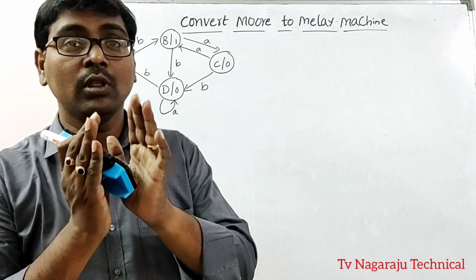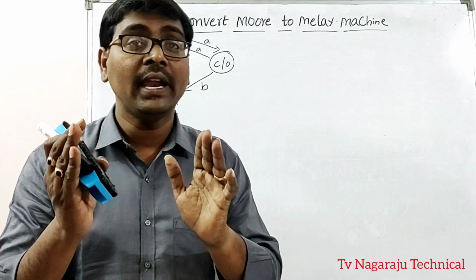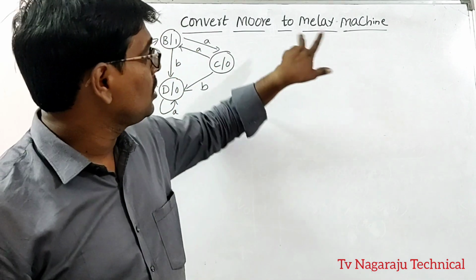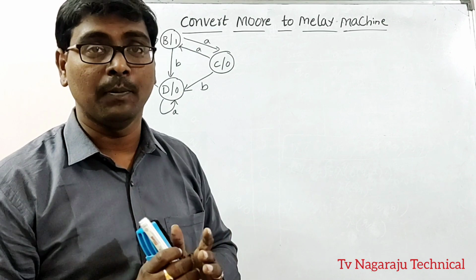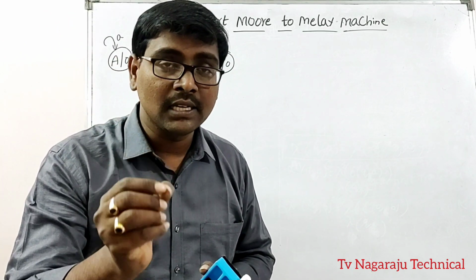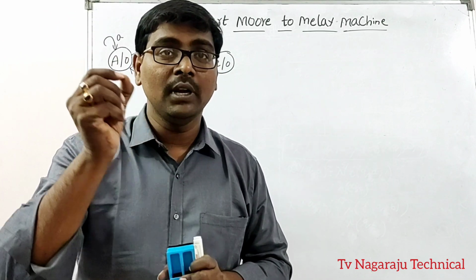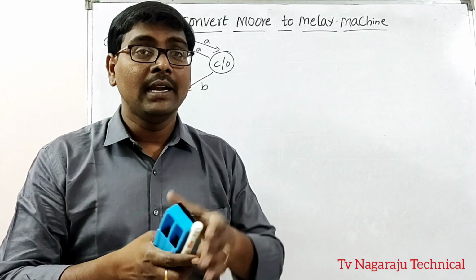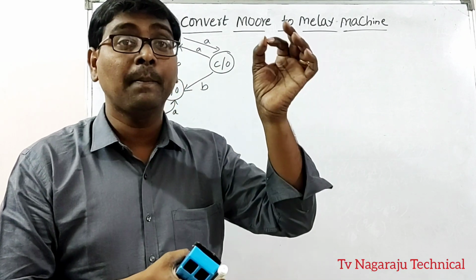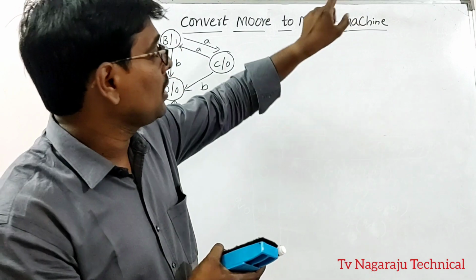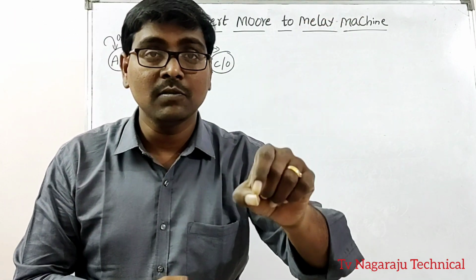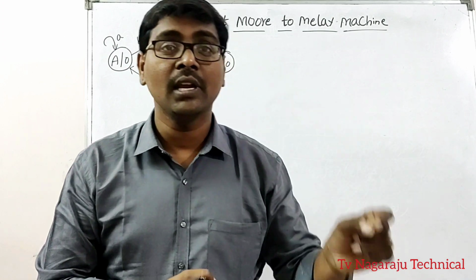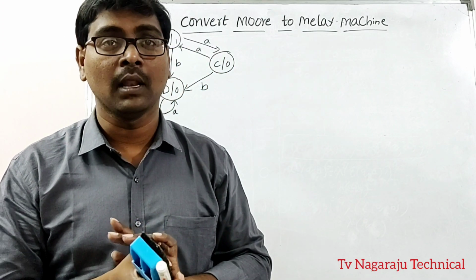First, we have to know the difference between Moore and Mealy Machine. These two are finite automata with output. The difference is that the output in the Moore Machine depends only on the present state. But coming to Mealy Machine, the output depends both on the present state and the input symbol.